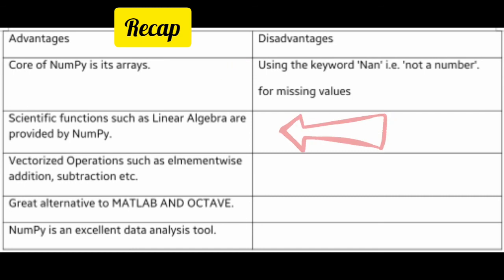And what are the advantages of it? NumPy arrays are the advantage. We can perform scientific functions on it. We can perform vectorized operations and element-wise operations using NumPy. It is a great alternative to MATLAB and Octave, and it is also an excellent data analysis tool. The disadvantage is that NaN is not working properly in NumPy.